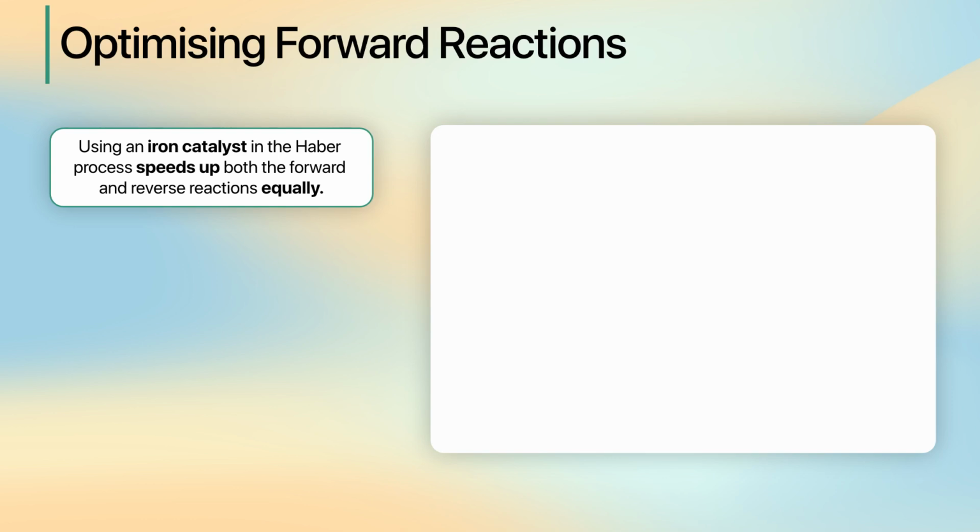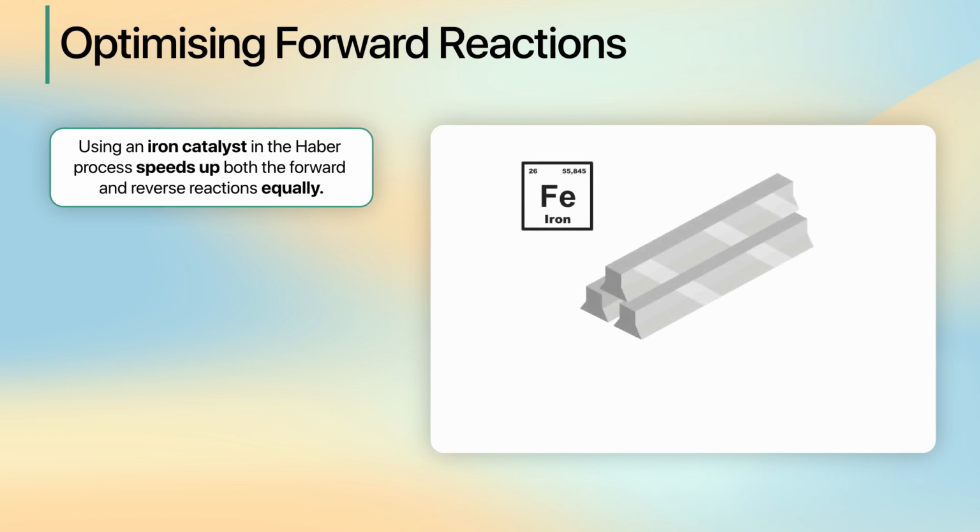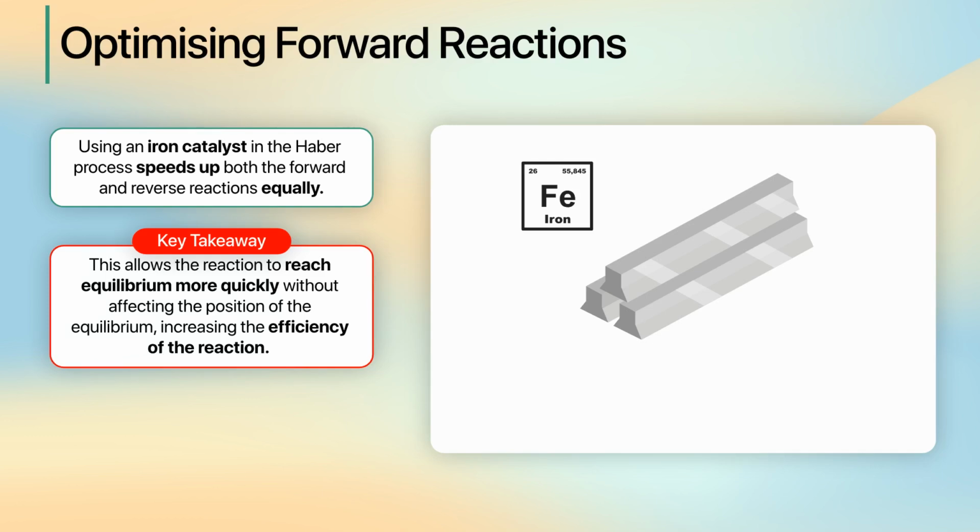Finally, using an iron catalyst in the Haber process speeds up both the forward and reverse reactions equally. This allows the reaction to reach equilibrium more quickly without affecting the position of the equilibrium. This increases the efficiency of the reaction. This optimization ensures industrial feasibility, balancing efficiency and economic viability.